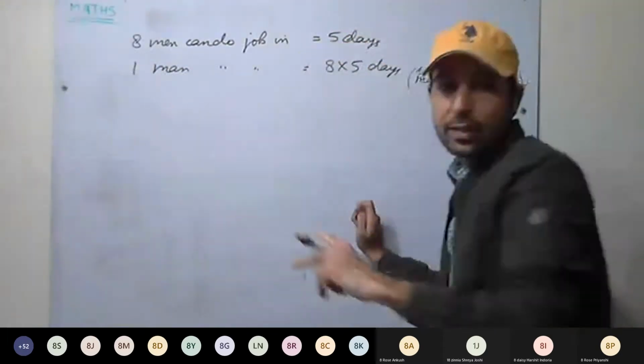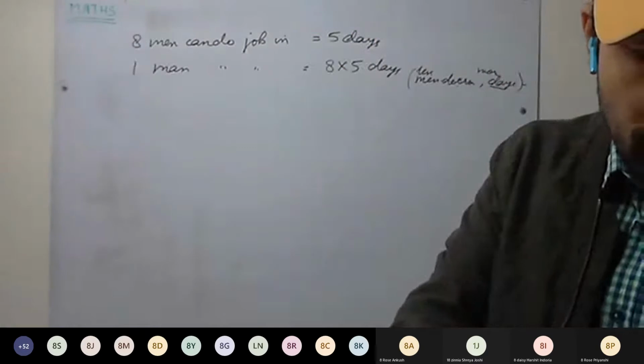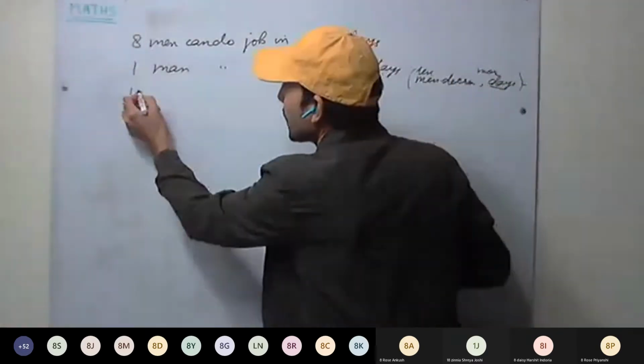Okay. Now again, men are increasing. Now, how many? 10. Okay. Now 10 men.